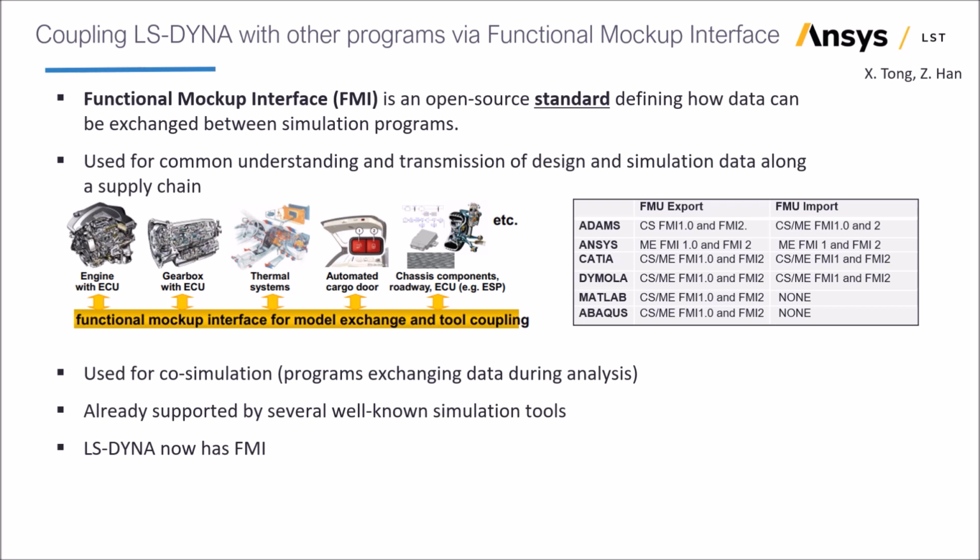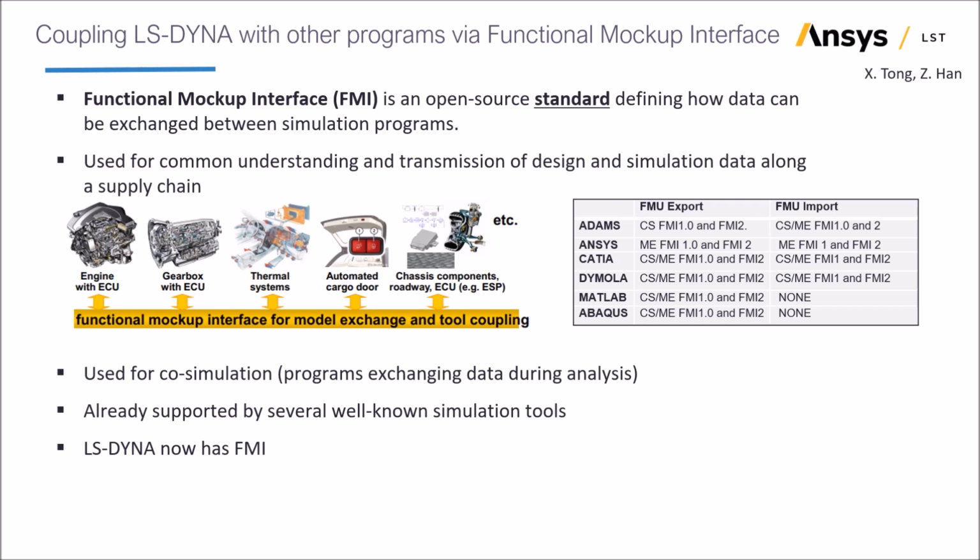First, I need to introduce the coupling mechanism, which is called Functional Mockup Interface, or FMI. It is a standard which defines a format for data exchange between programs, and it also defines the transmission mechanism, the pipe through which the data can be sent. Having the interface enables a program to transmit and receive data that other programs can understand, provided that they also have the interface. It therefore eliminates the need for specific coding to enable software A to talk to software B.